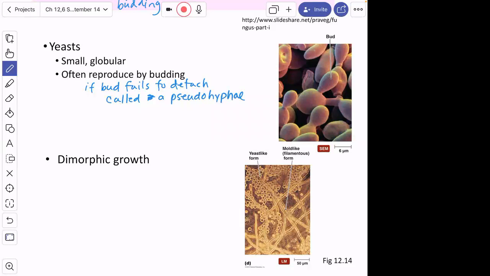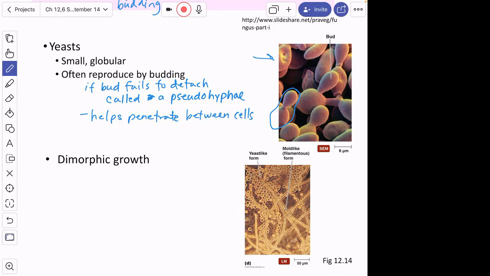Okay, so that's what this picture is over here. You can kind of see a bud. It almost looks like a bowling pin or something. Like the bud is starting to come off, and then it just doesn't quite detach. Why would that happen? We think that's a strategy for some yeast that may help it penetrate, maybe into the cracks between cells, something like that.